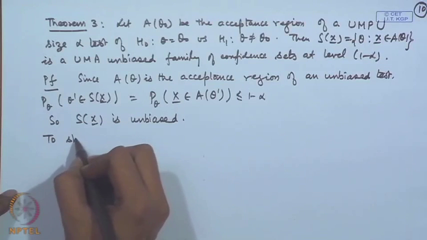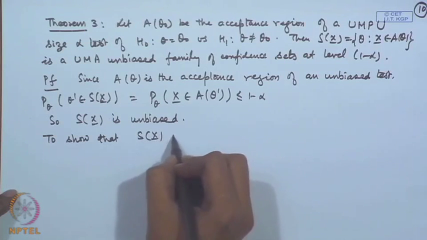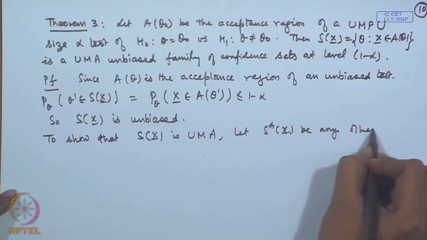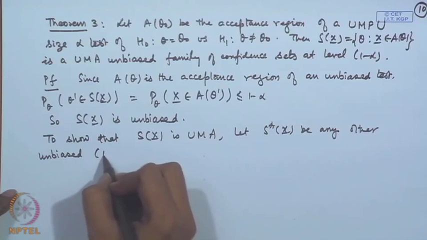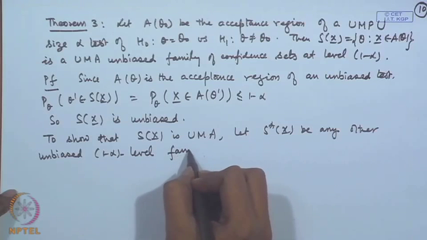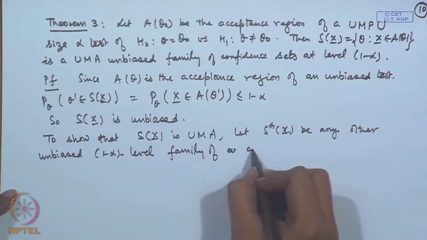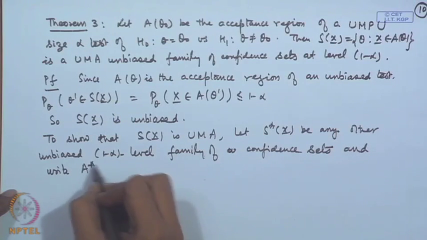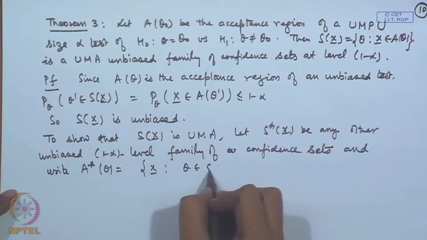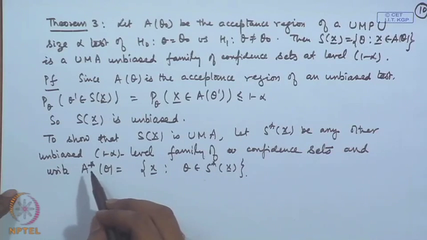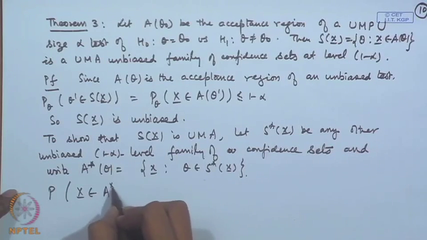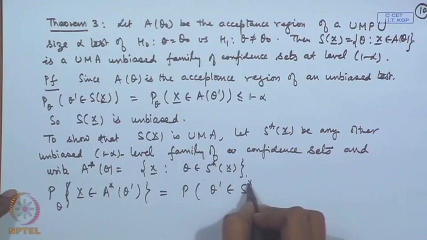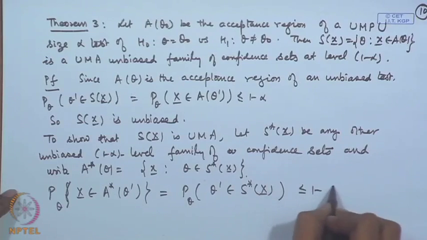To show that it is UMA, let us consider S star x to be any other unbiased 1 minus alpha level family of confidence sets, and we write here A star theta is equal to the set of x such that theta belongs to S star x. That means the corresponding acceptance regions are denoted by A star theta. So, the probability of x belonging to A star theta prime, that will be the probability of theta prime belonging to S star x, is less than or equal to 1 minus alpha.